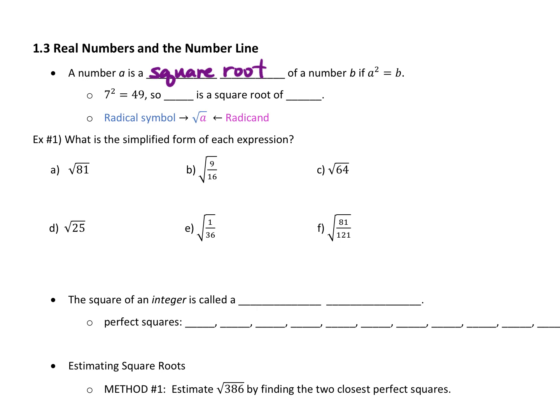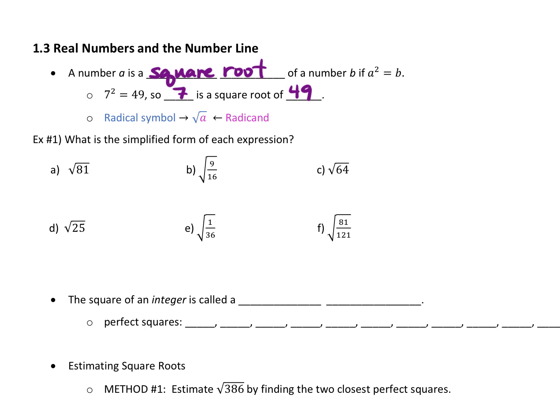Okay, so look at that next bullet down. It says 7 squared equals 49. So 7 is that first blank, is a square root of 49, right? That means if you multiply 7 by itself, it will become the 49, okay? What's the square root of 36? 6. What's the square root of 121? 11. 144 is the 12.